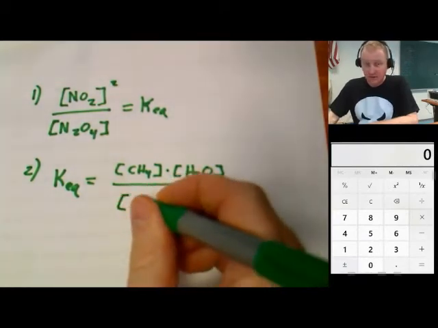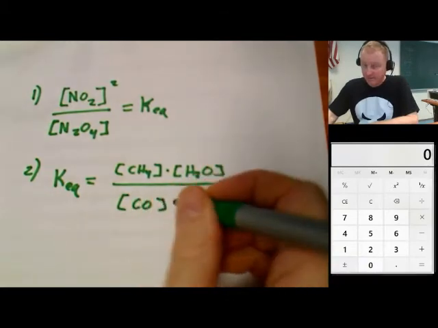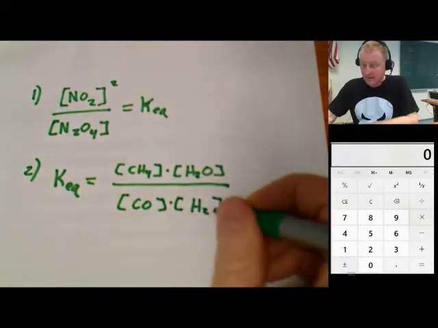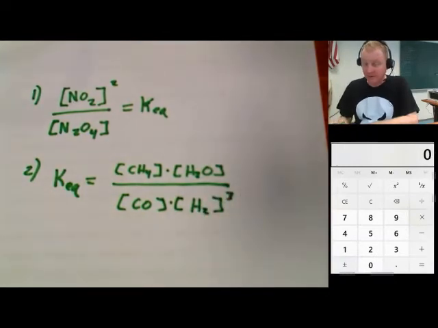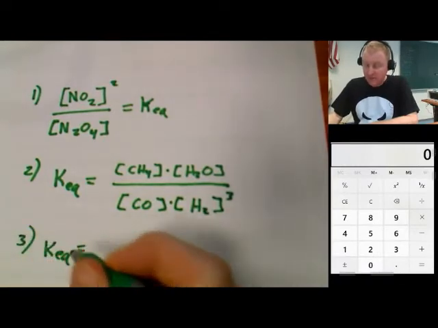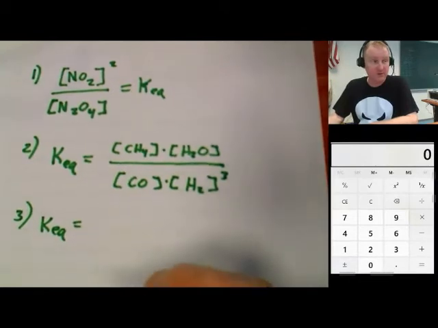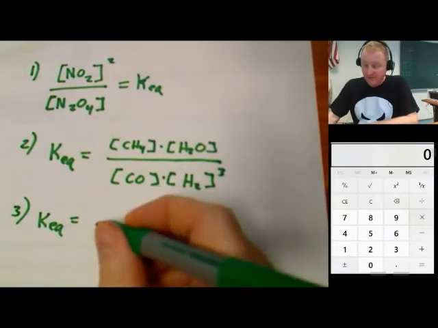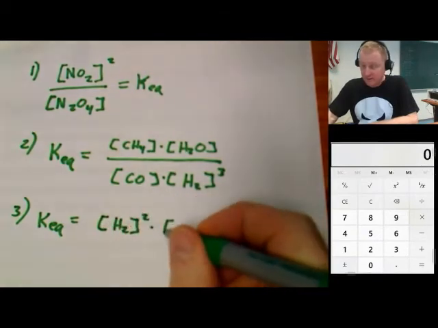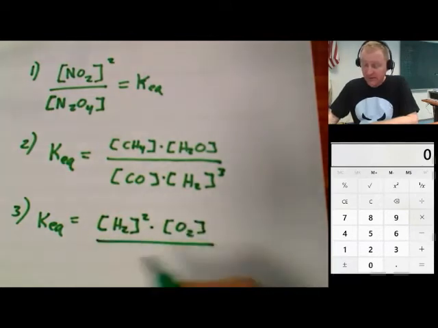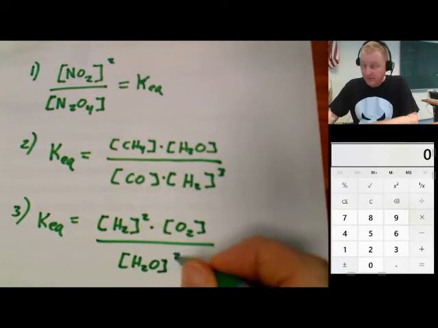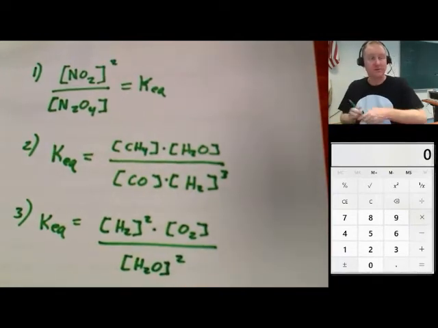And the bottom one would be carbon monoxide times hydrogen, but that hydrogen is cubed from that equation. And then number 3, and notice it doesn't take a whole lot of time to do this. You shouldn't be bogged down on this because you'll have to be able to do this to solve other questions. So number 3, we have the concentration of hydrogen squared times the concentration of oxygen divided by the concentration of water squared. So these would be your answers to 1, 2, 3.